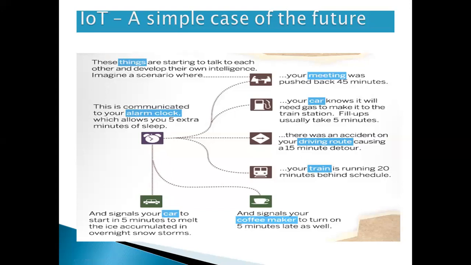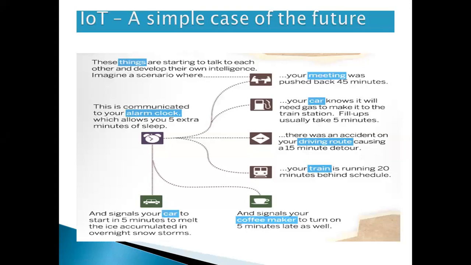Okay, your car knows it will need gas to make it to the train station, so it fills up, which usually takes 5 minutes. This is alerted to the alarm. There was an accident on your driving route, so it will cause a 15-minute detour.